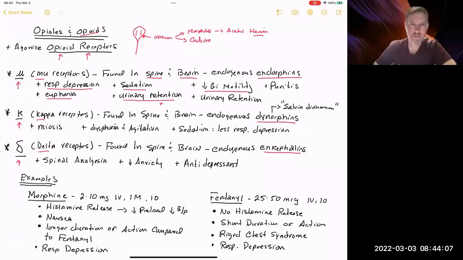Decreased GI motility. So another common side effect of opioid use is constipation, because you have a reduction in peristalsis in your gut. And so the transit time can increase, and that means more water gets pulled out of the fecal matter. It hardens up and it can get caught. So constipation and bowel obstructions sometimes can occur in these patients.